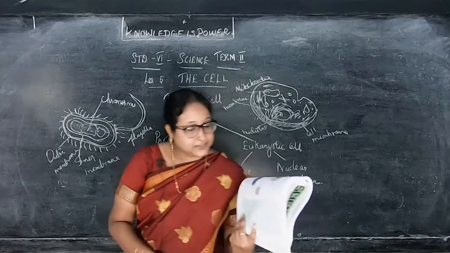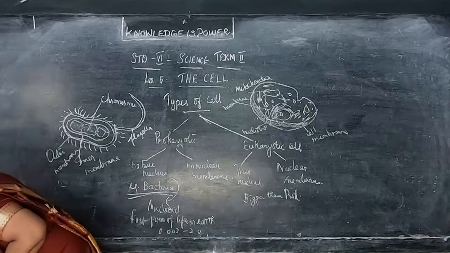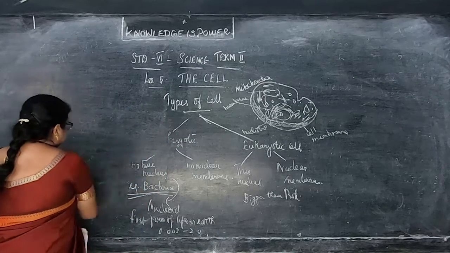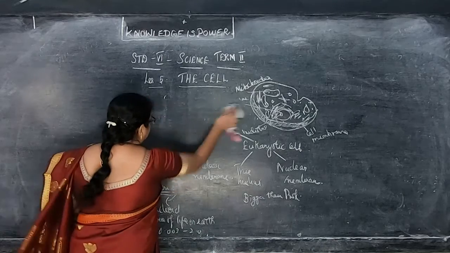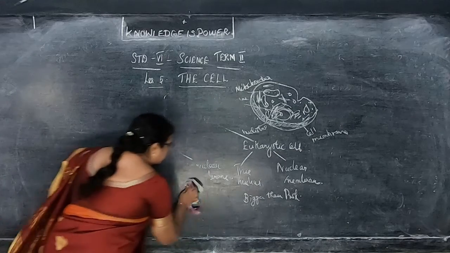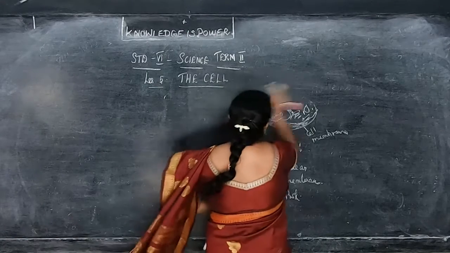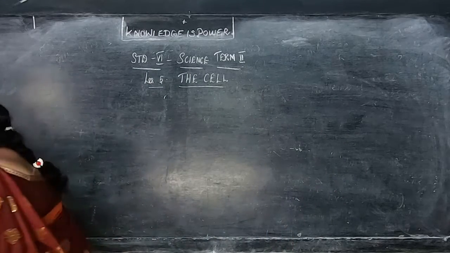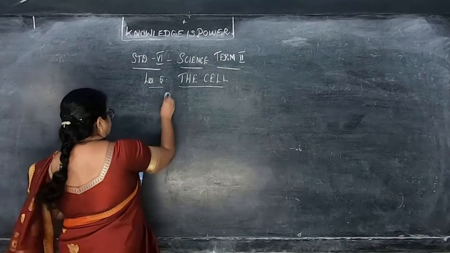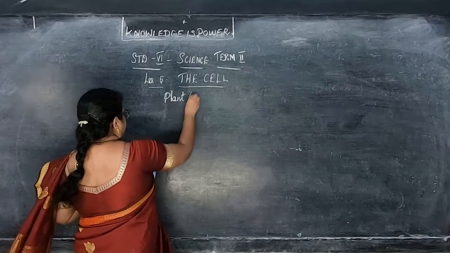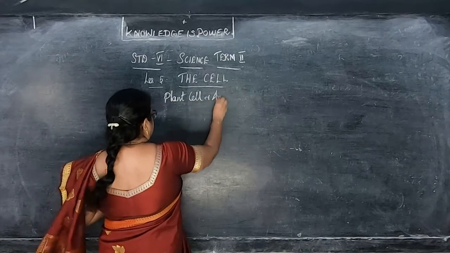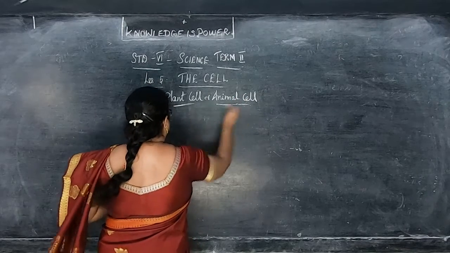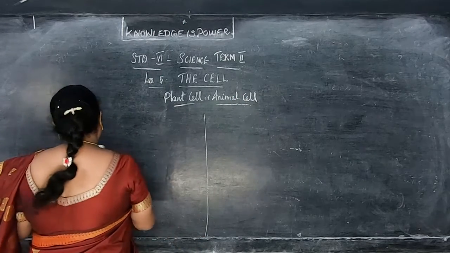Next we are going to see the plant cell and the animal cell. Did you understand this, children? So the diagram is given there. Those who have the book can see, those who don't have the book can draw in your notebook. So take down this, children. Close it. Next is the plant cell and animal cell.